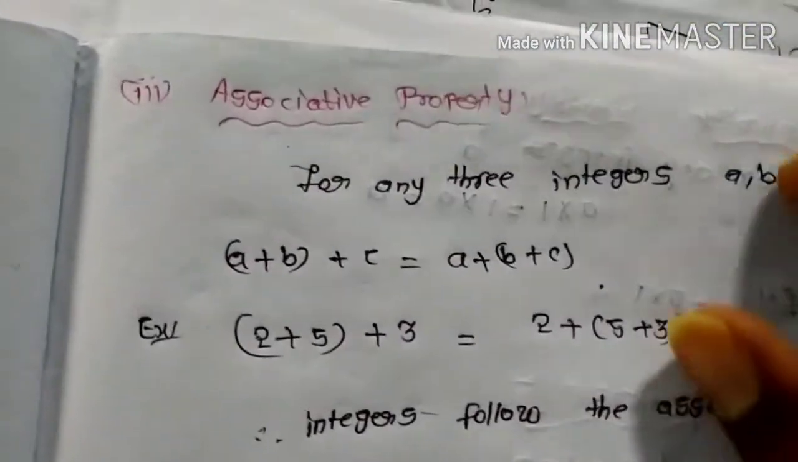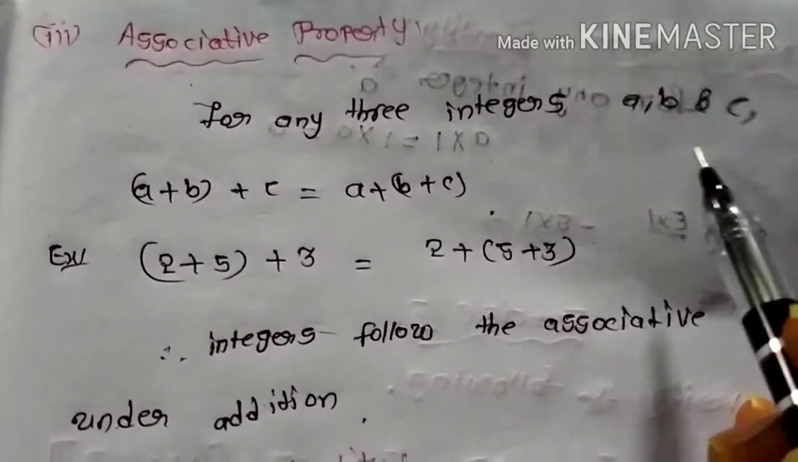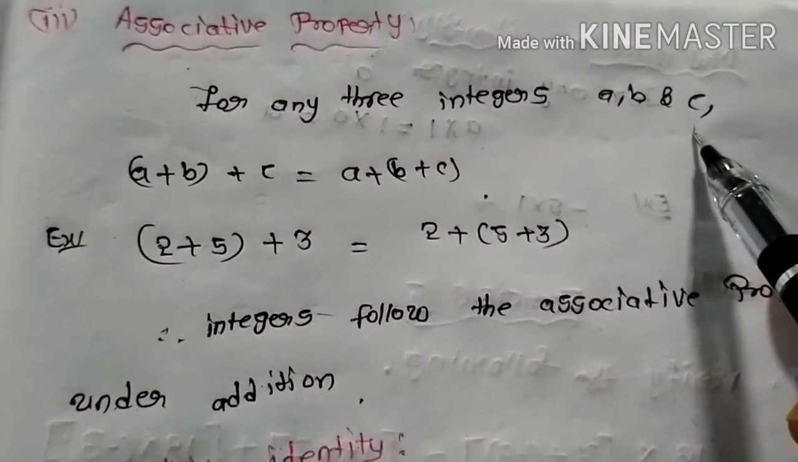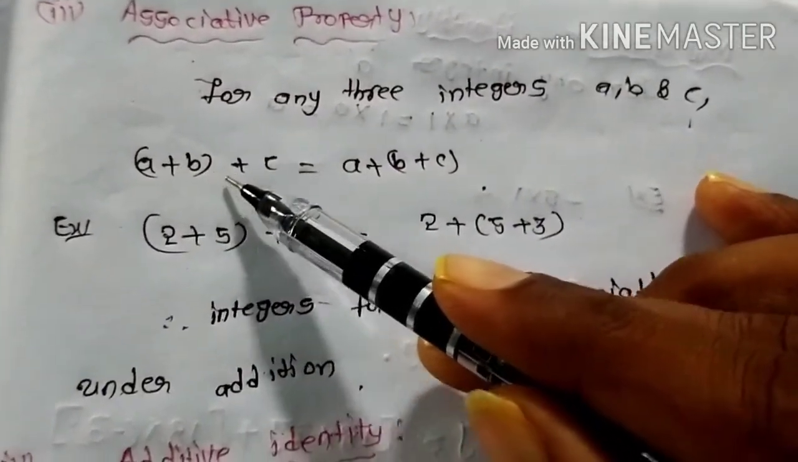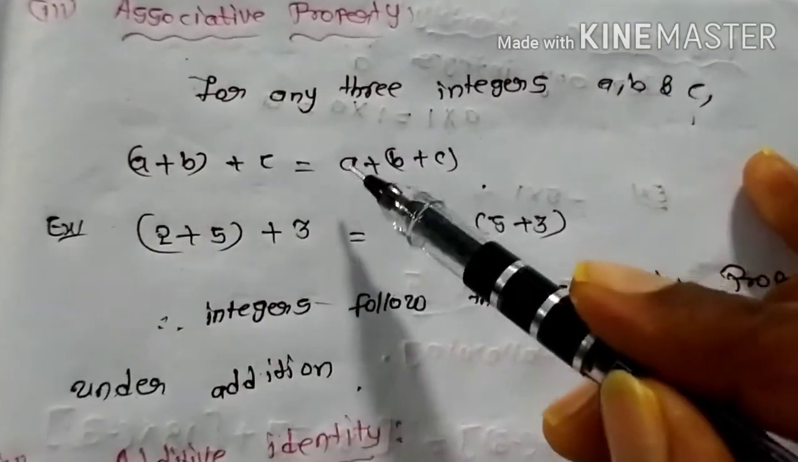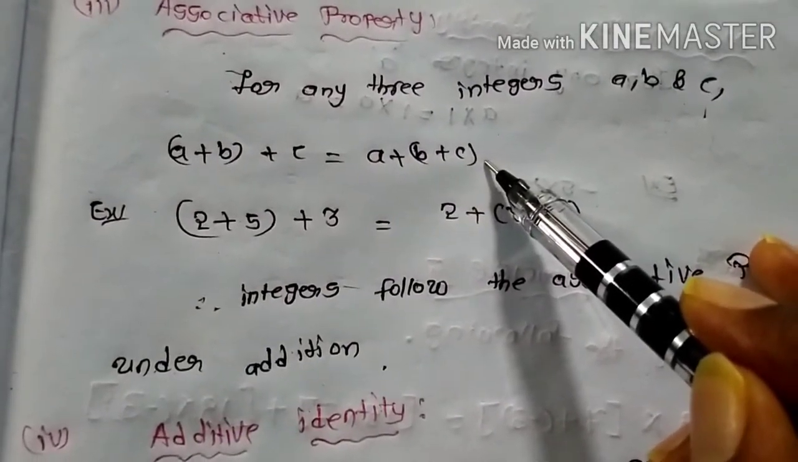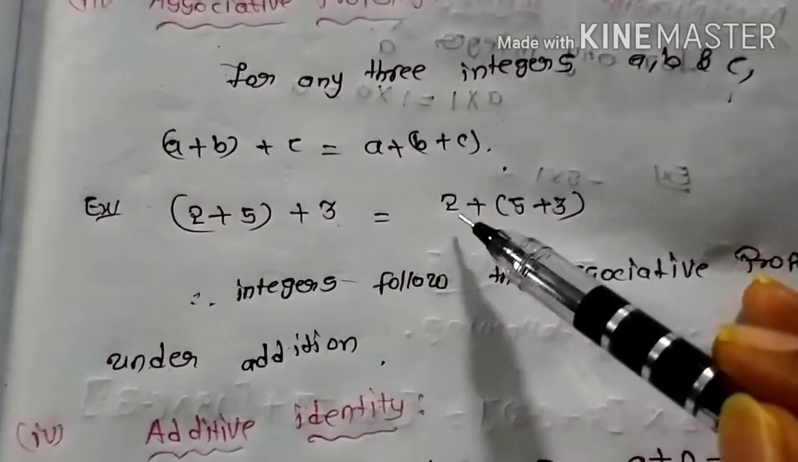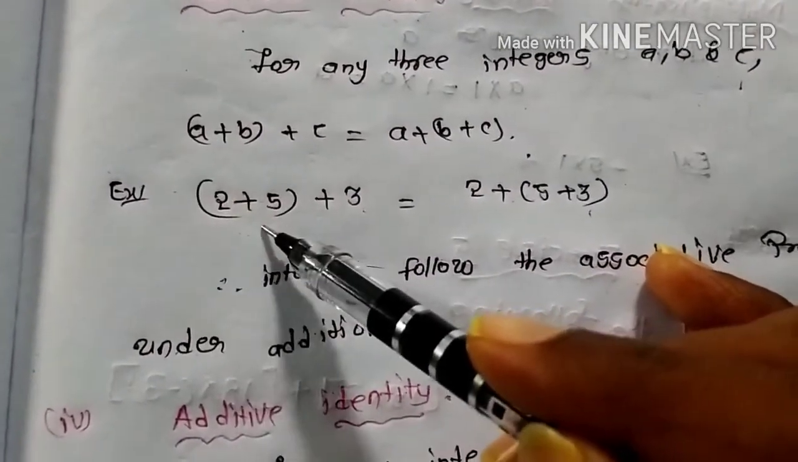Next one you can see here, associative property. This is the most important one. For any three integers a, b and c, you can remember here, (a plus b) plus c is equal to a plus (b plus c). I am showing one example. (2 plus 5) plus 3 is equal to 2 plus (5 plus 3). Just you can see LHS is how much? 2 plus 5 how much? 7.